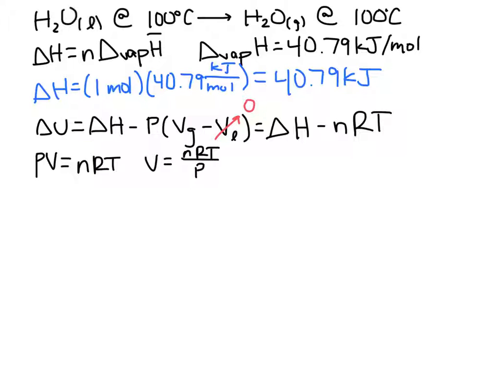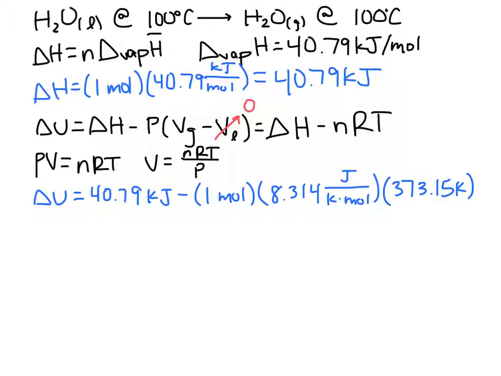We can use the ideal gas law to find volume, which is equal to nRT over P, and when we plug this in for the volume of our gas in our delta U expression, the pressures cancel out, and we end up with delta U is equal to delta H minus nRT. When we plug in our values, we end up with a delta U of 37.69 kilojoules.